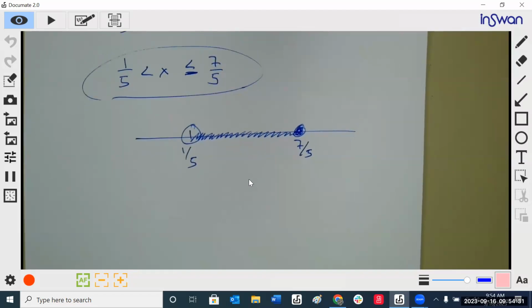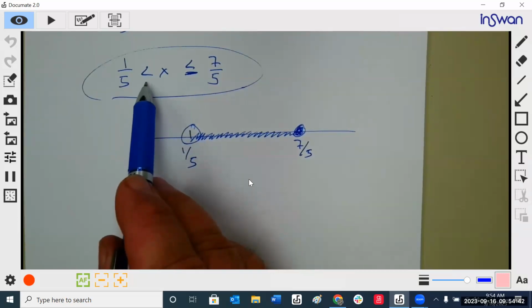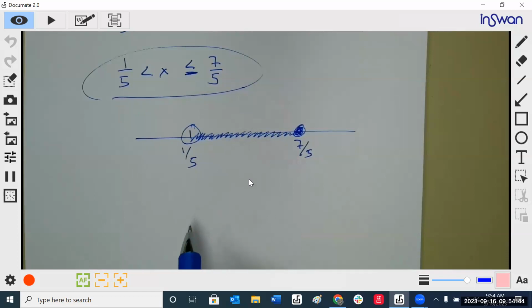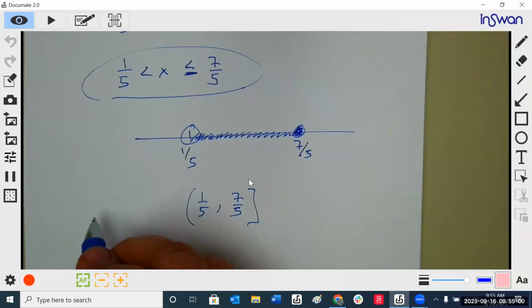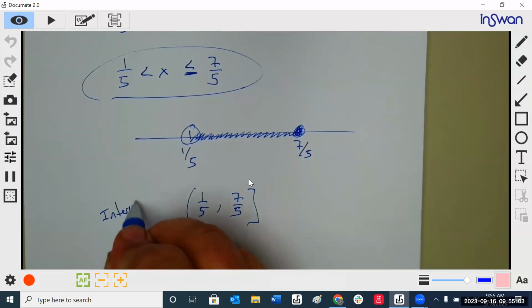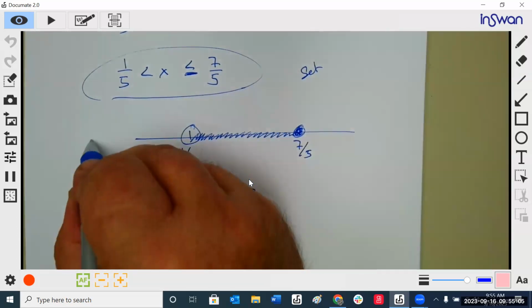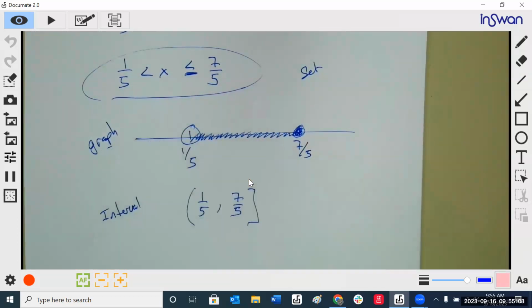What's the last notation? No, that's set notation. It's got pointy arrows. So it's the interval. The interval notation is the brackets and parentheses. It starts at 1/5 and ends at 7/5. Parenthesis because it's open, bracket because it's closed. That's interval. This is set, and this is graph. And there you have it.